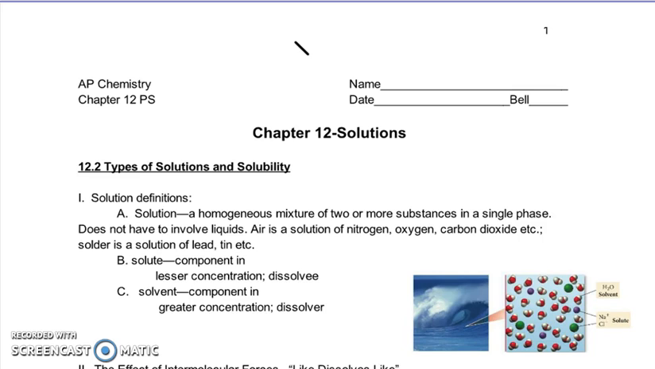The most common example of gaseous solutions would be our own atmosphere. Here is a solution: nitrogen, oxygen, carbon dioxide, etc. So it's a mixture of different gases. Solder is a solution of lead, tin, etc. They use solder in welding, but it's not just a single element. It's a homogeneous mixture of solids together. But again, the most common solution will definitely be the liquid phase.